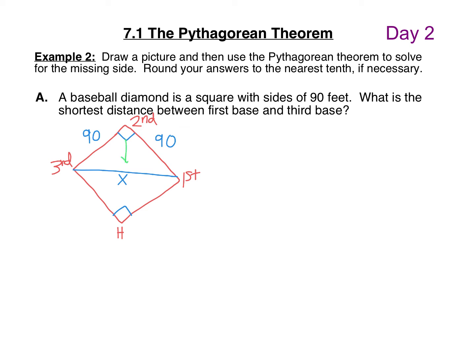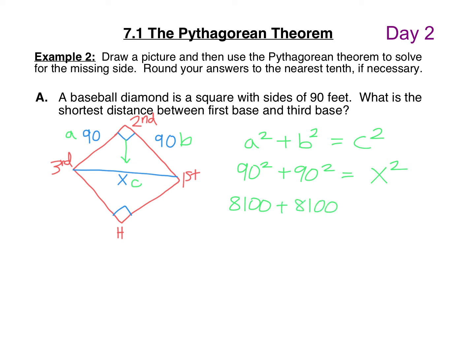So now, if we set up the Pythagorean theorem, the x is the hypotenuse of a right triangle. It's our c. And the other two sides are a and b. So going to our Pythagorean theorem, we have a squared plus b squared equals c squared. A and b are both 90. So 90 squared plus 90 squared equals x squared. 90 squared is going to be 8,100. Then just add those together, and that is 16,200 equals x squared.